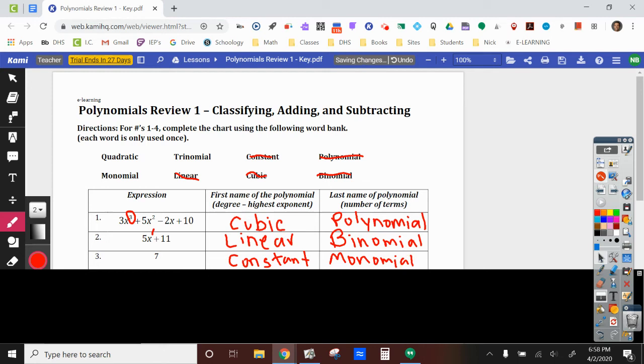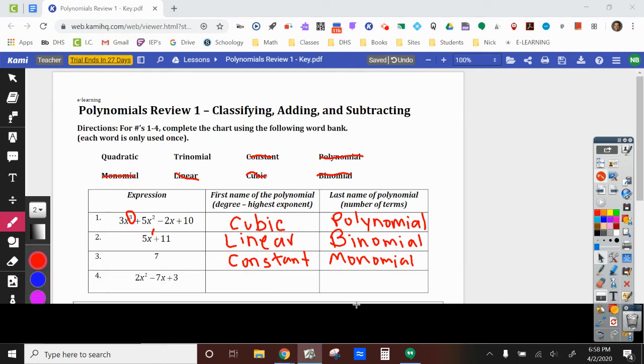If we use our process of elimination here, I have 2 blanks left. I have 2 words to use. Number 4, we have 2x squared minus 7x plus 3 as my expression or my polynomial. Again, I'm going to look for the highest degree, which is going to be that number 2. Because my degree is 2, this is going to be called a quadratic.